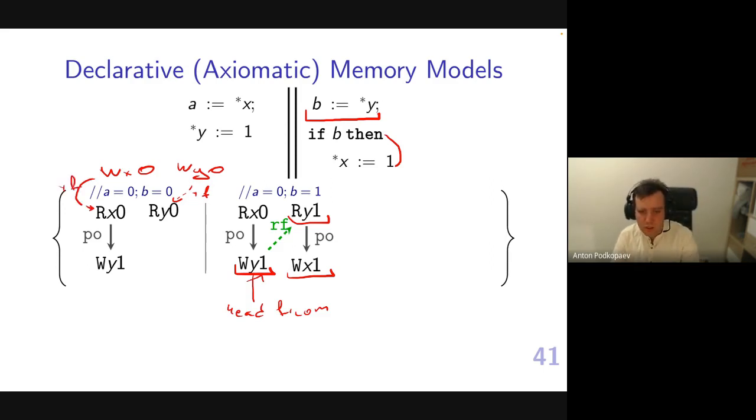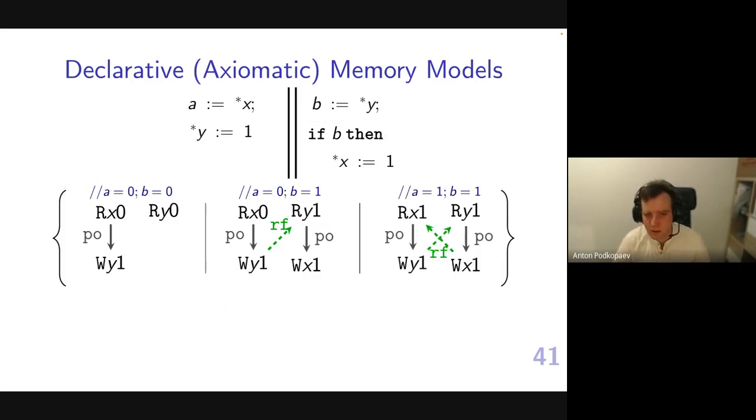And the last allowed execution of this program is where you get A equal to 1, B equal to 1. Here, as you may see, there is a cycle on the edges. And like most of the weak memory behaviors, this could be explained by some cycle.